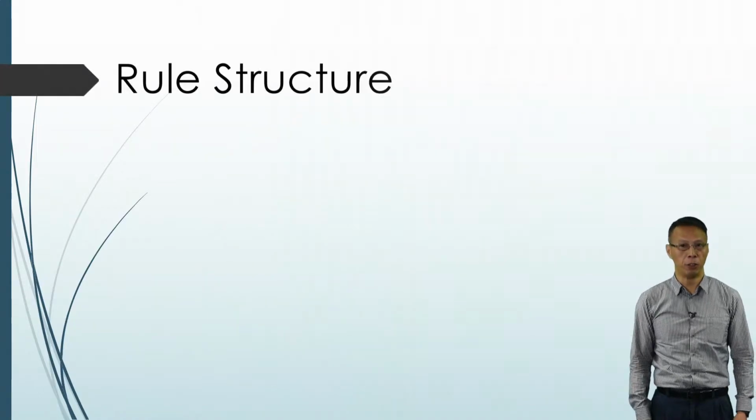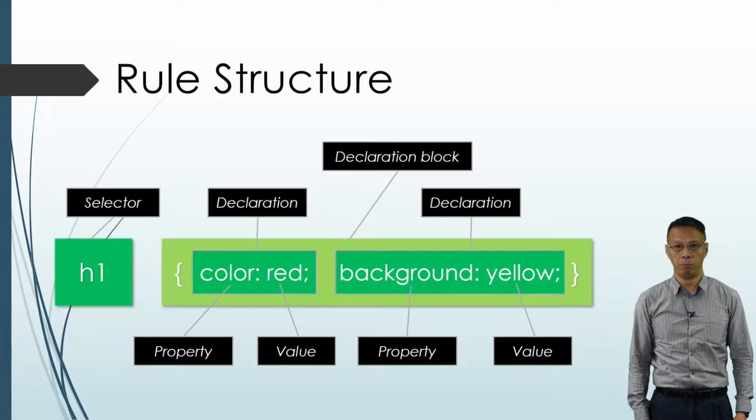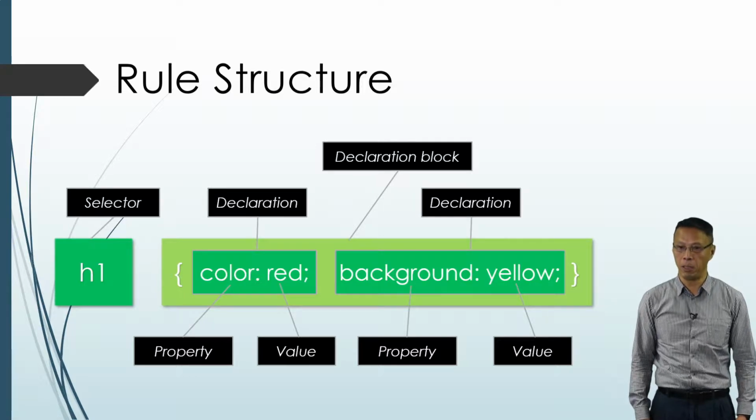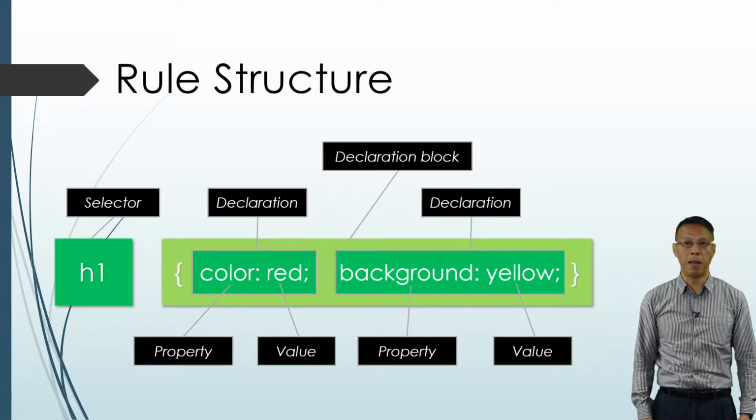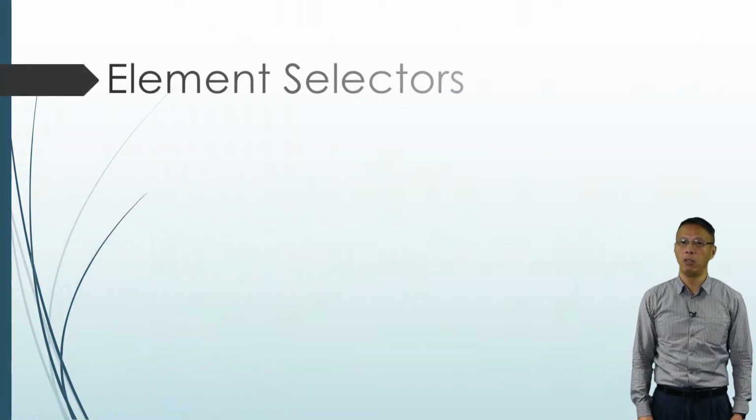Let's have some revision first. CSS is composed of a set of rules, and each rule would have three components: the selector, the property, and the value. And the property and the value are combined as a declaration, and each selector may have a declaration block.